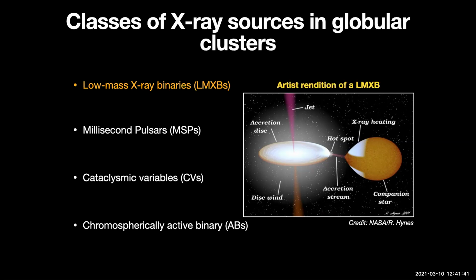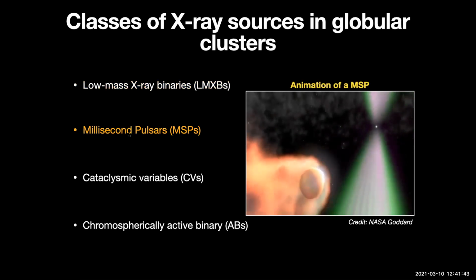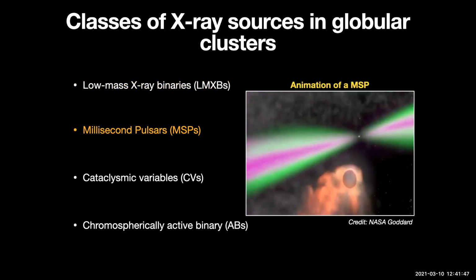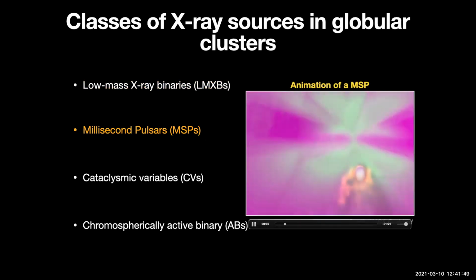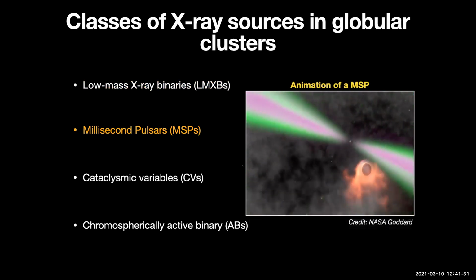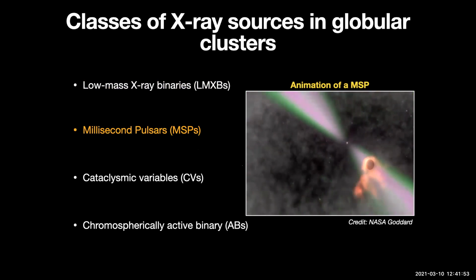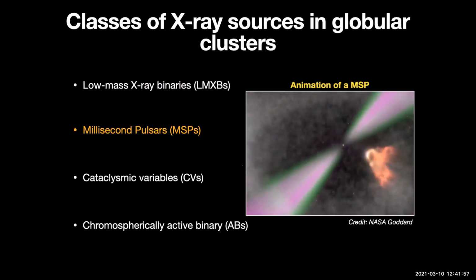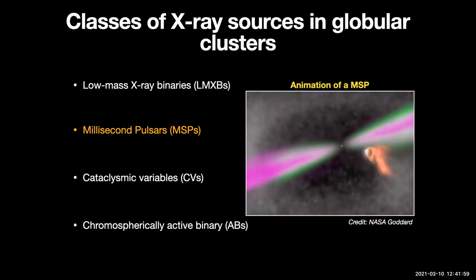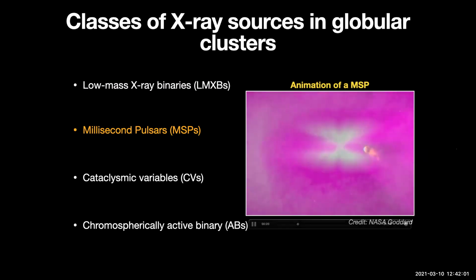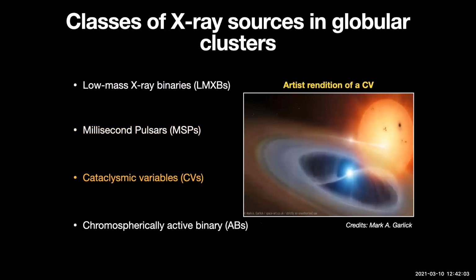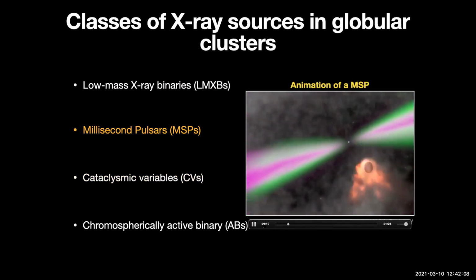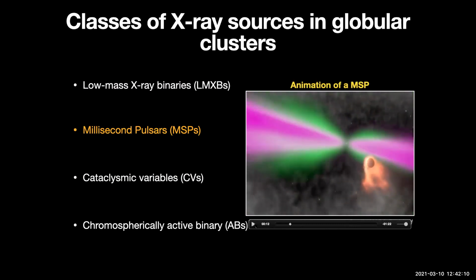And then we have the millisecond pulsars, which are closely related to the low mass X-ray binary population, because millisecond pulsars are thought to be the descendants of low mass X-ray binaries through accretion onto the neutron star. The accreted matter carries angular momentum that can spin up the neutron star to rotate at millisecond time scales. So here's a nice animation that demonstrates this idea of a millisecond pulsar in a binary.